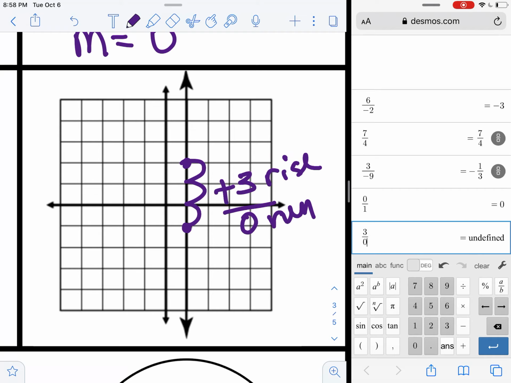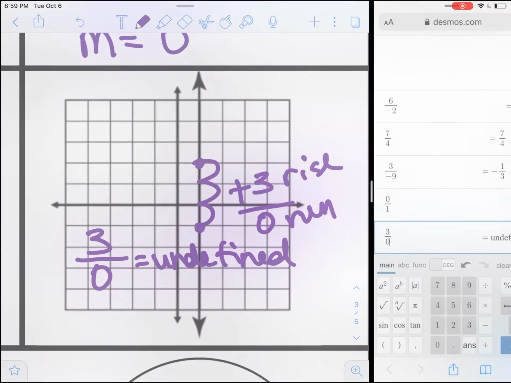Here's why. Anytime you have some number divided by 0, it's not going to work. It's going to be undefined. So in this case, we would have an undefined slope. So our slope is going on to infinity forever and ever. So we actually can't define it.